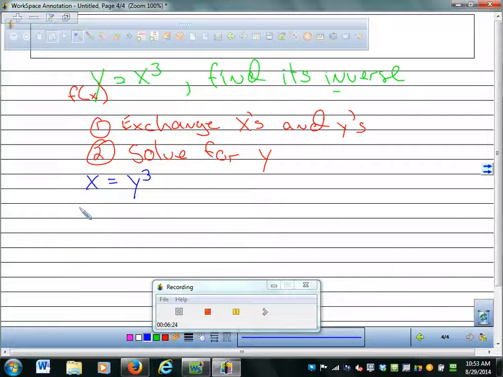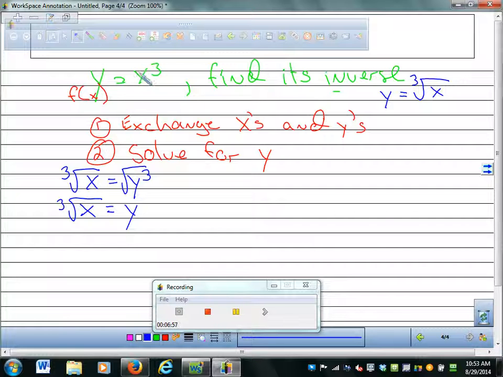And then you solve for y. How do I solve that for y? How do I get y by itself? Cube root it, or raise it to the 1/3 power, which is the same. So I would get the cube root of x is equal to y. So the inverse of y equals x cubed is y equals the cube root of x.